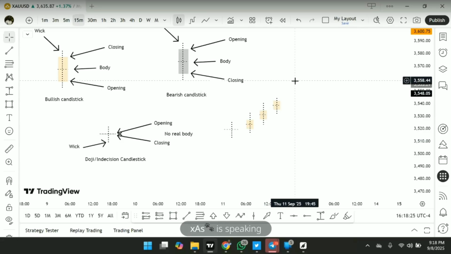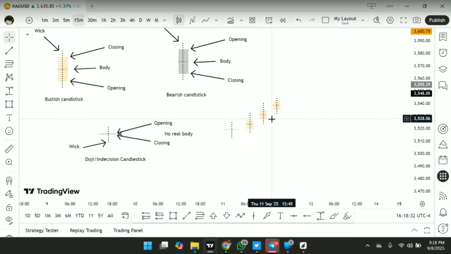You'll be buying, I'll buy with the trend. Yes, because the momentum tells you that the buyers are winning the market. So the bullish side is in control of the market. So that's what we call momentum.